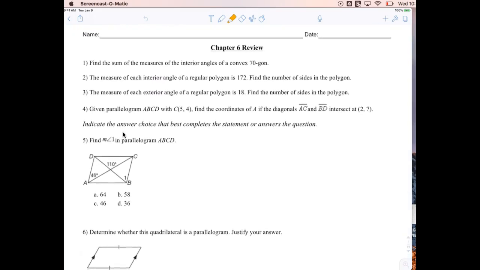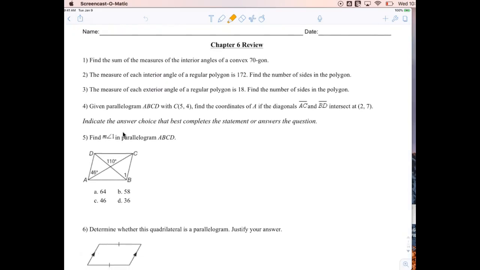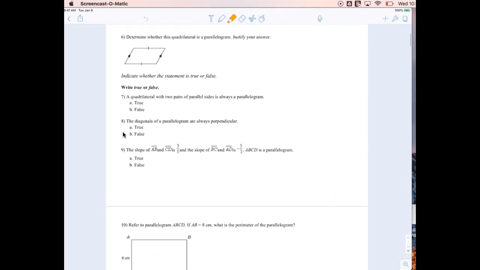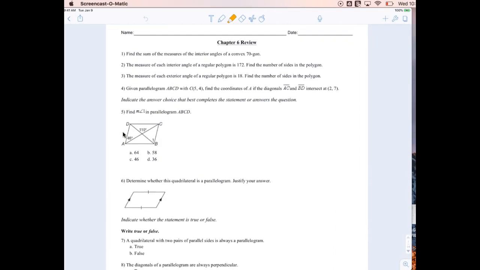So let's talk real quick. Anybody have any questions really on the first page, 1 through 9? Anybody have any questions on 1 through 9? Yes.